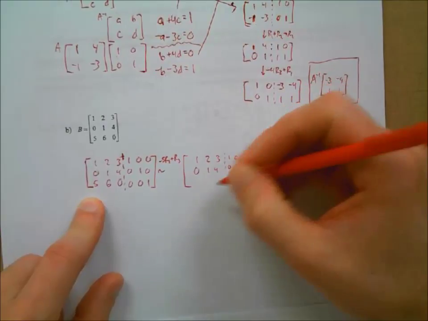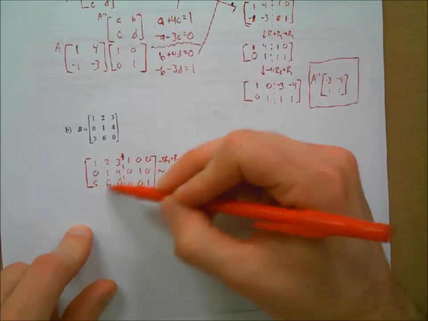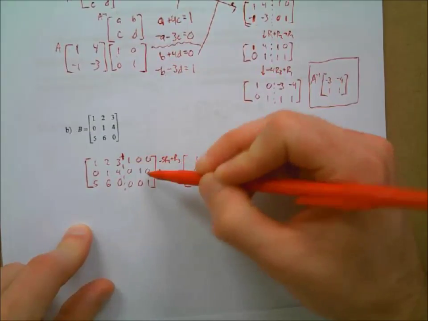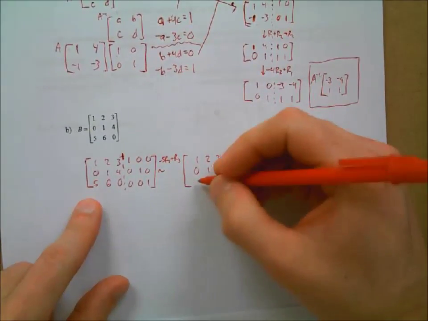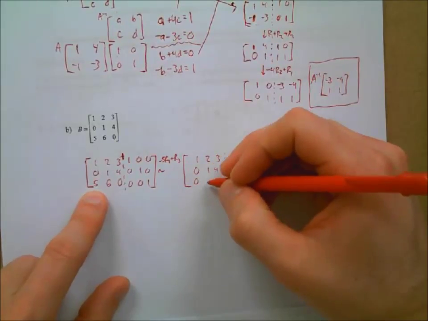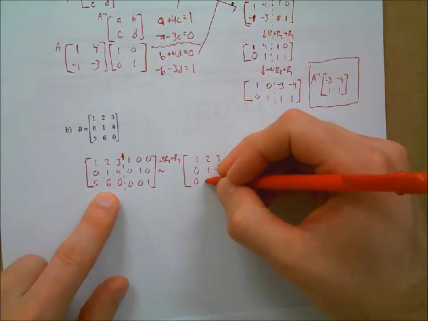Your goal is to get this into row reduced echelon form. So you want zeros underneath every leading entry. That's the first thing you want to do. And then once you do that, you're not right here, so you can't get this one.